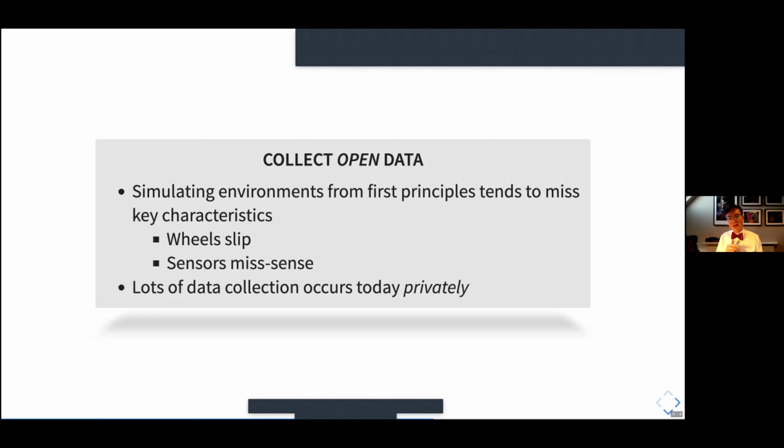The third thing I want to tell you about as a key challenge for reinforcement learning is having sufficient data. I think it's really well accepted, and Andrew has given a talk about this actually, that neural networks need a lot of data, and reinforcement learning needs even more. In particular, it's important that we can simulate our environments really successfully. Now, a lot of data collection is occurring today privately, and as scientists, we should be encouraging as much as possible the collection of open data so that we can try and overcome some of these difficulties.